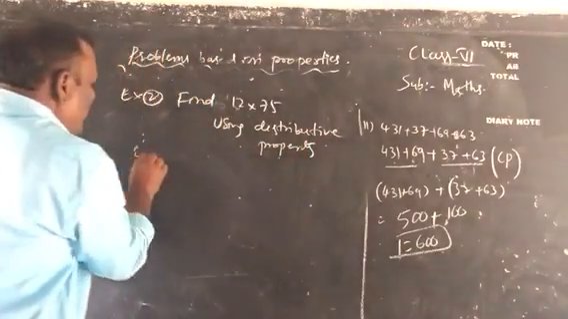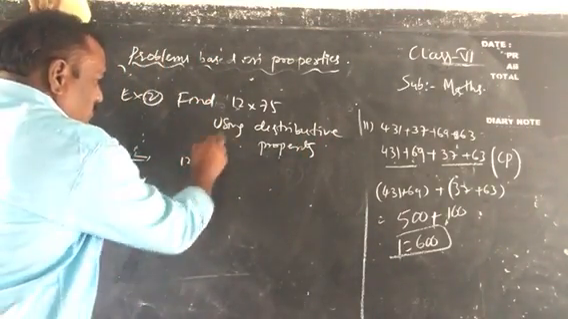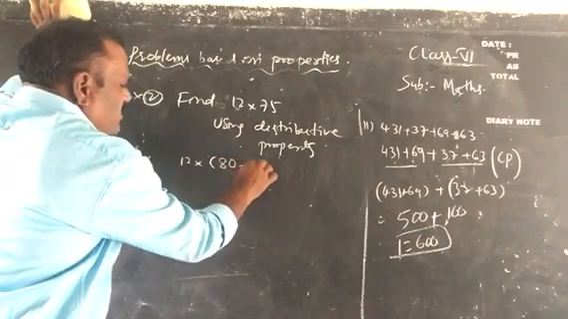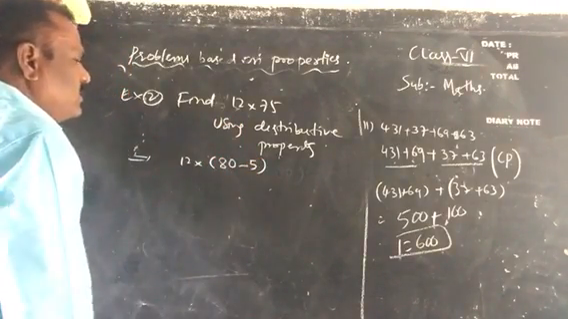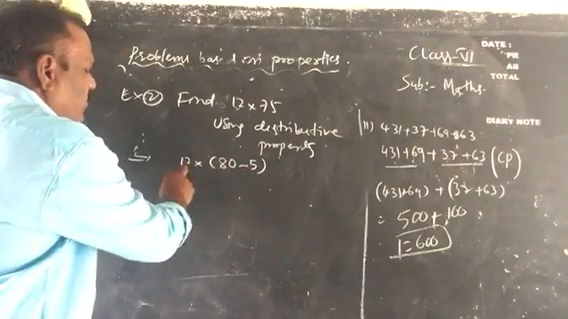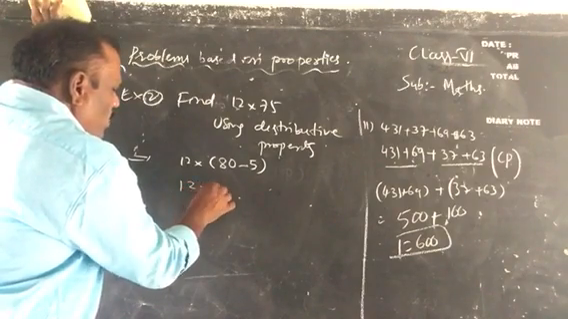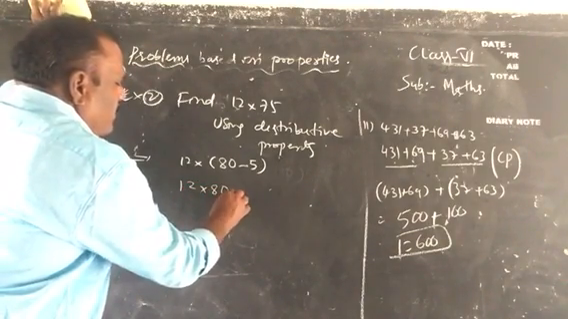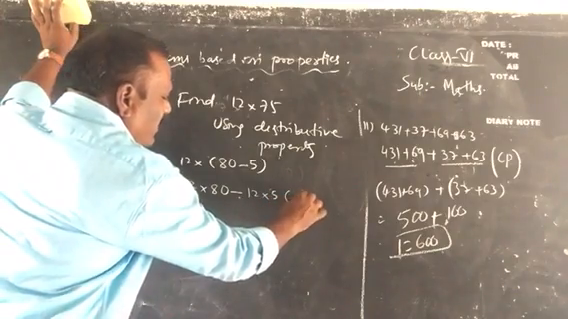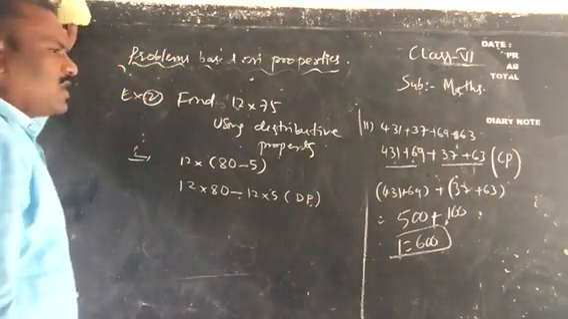Okay. So here very simple, children. 12 into 75, we can write 80 minus 5, children, or 70 plus 5, both we can write. Taking 80 minus 5, now 12 into 80 minus 12 into 5. This is DP, distributive property over subtraction.